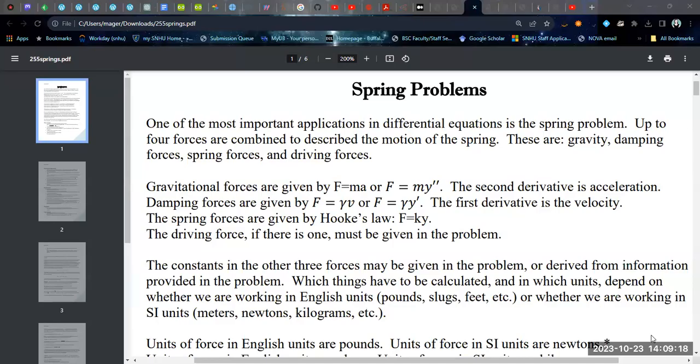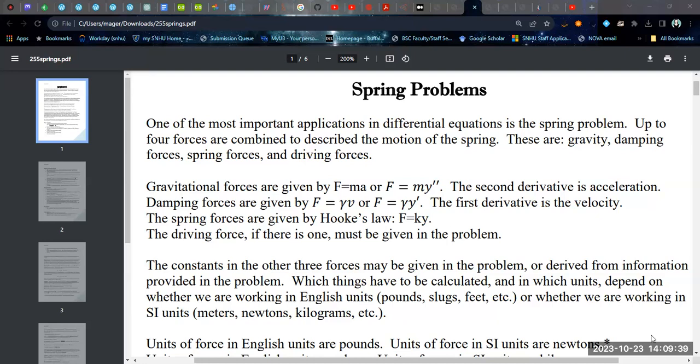Okay, so in this video, we're going to look at setting up spring problems. This is going to be a two-parter. There will be the general setup, and then we will come back and look at properties and do another worked example in the second video. So in this case, we want to first just think about spring problems in general.